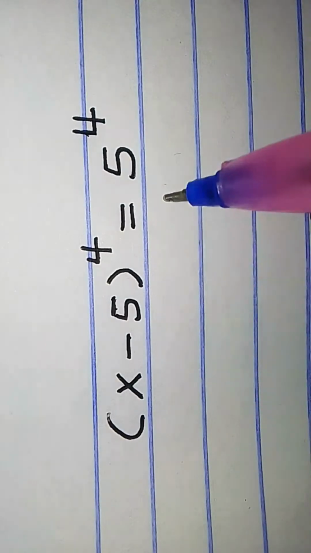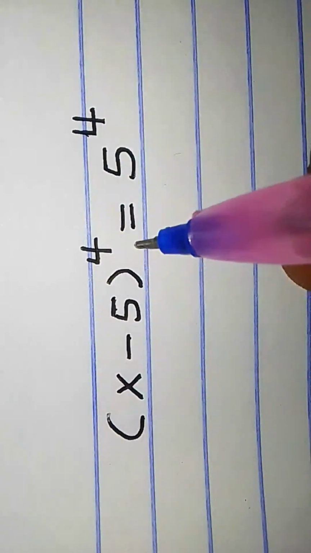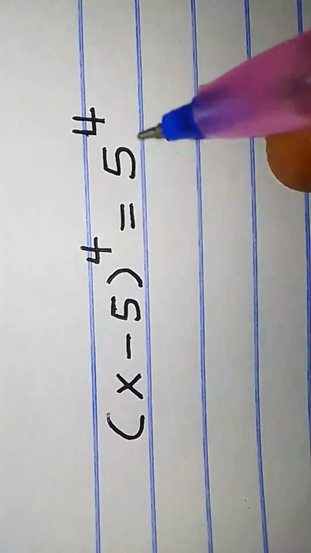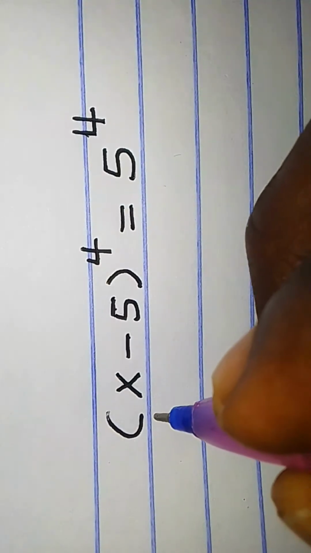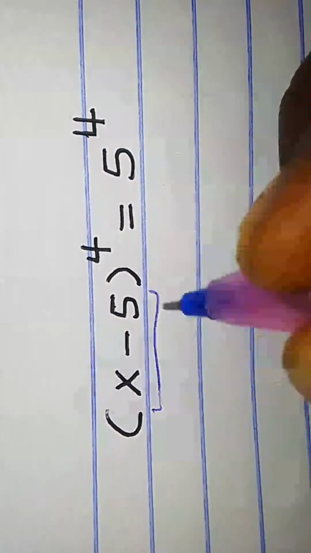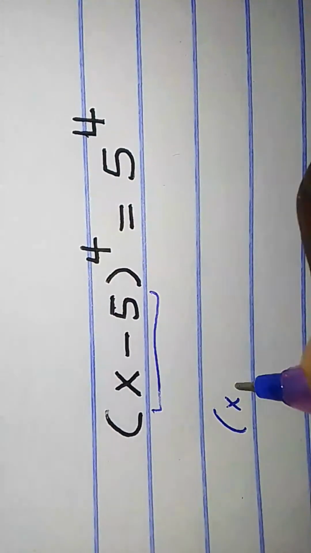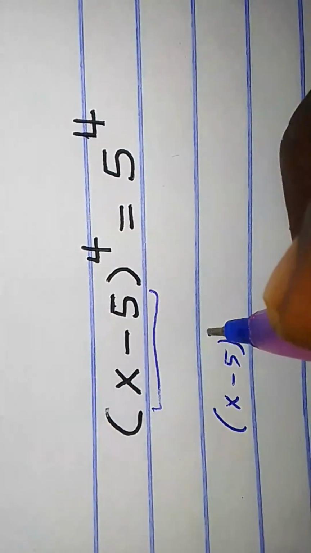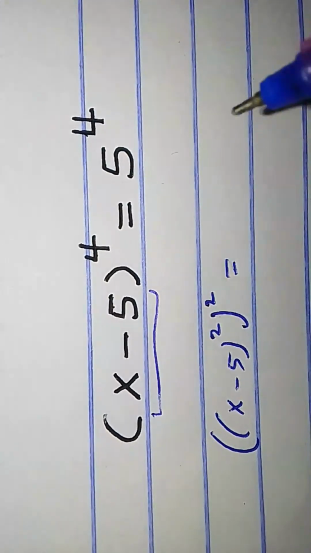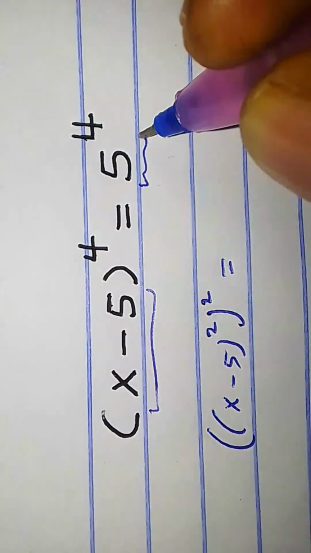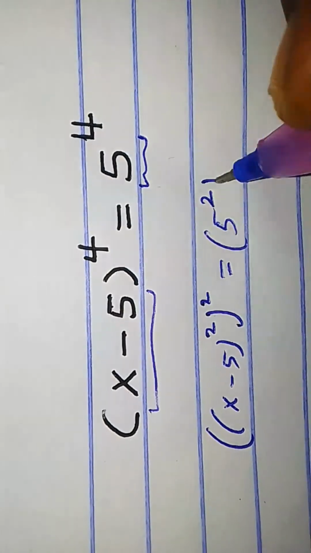How do we solve this equation? (x − 5)^4 = 5^4. First, let us rewrite this left hand side. We can rewrite it as ((x − 5)^2)^2. We can also rewrite this right hand side as (5^2)^2.